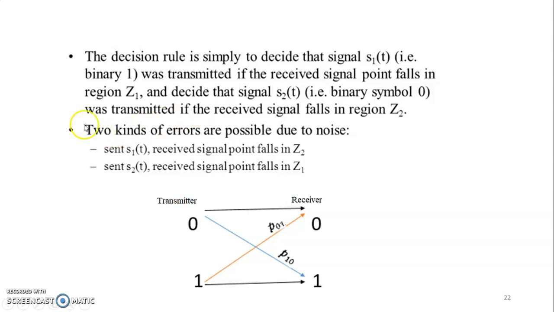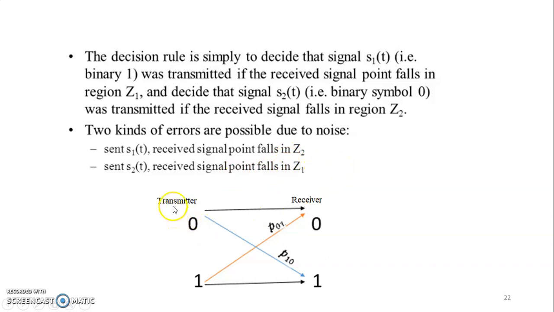So there are two kinds of errors possible due to noise. These are the following. The first case is that s1 of t is transmitted, but the received signal point falls in the region Z2. Then the receiver will make a decision in favor of s2 of t. The next case is when we are transmitting the signal s2 of t, but the received signal point falls in the region Z1. Then the receiver will make a decision in favor of s1 of t.